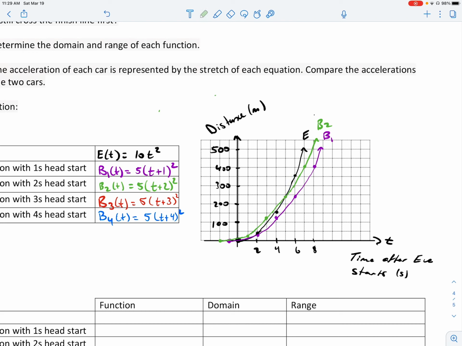Okay, so let's do Byron with a 3 second head start. So I got to move the green graph over one more to the left. So all the points just bump over one more to the left. And this time it looks like Byron's kind of winning this part. I kind of drew that last part a little bit poorly. Let me redo that. There we go, B3.